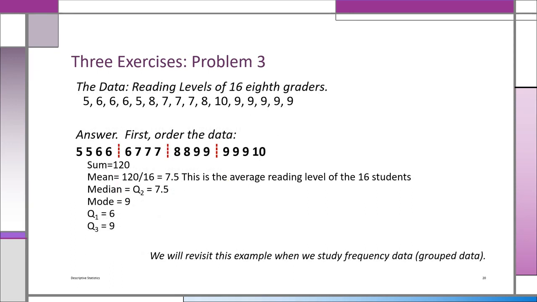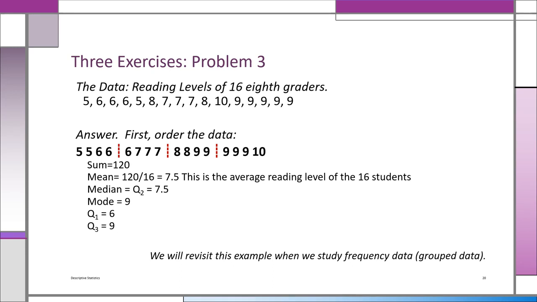Okay, let's look at problem 3. These are reading levels. That means if you get a 5, you're reading at the level of a 5th grader. 9 means you're reading at the level of a 9th grader. These are 8th graders, and we're looking at 16 of them. First, we order the data. It starts with 5, and the highest was 10.